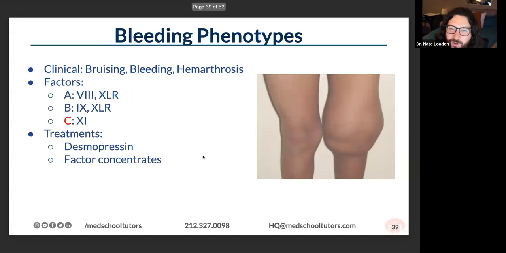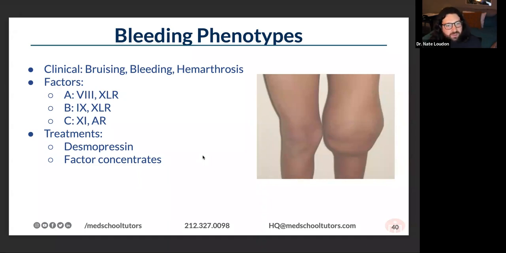Boom, 11. So we're just kind of sequentially walking our way out the coagulation cascade in a way. Skipping 10. And this is autosomal recessive. And so basically you just need to remember that the C is the exception to the rule, and these other two are X-linked recessive.